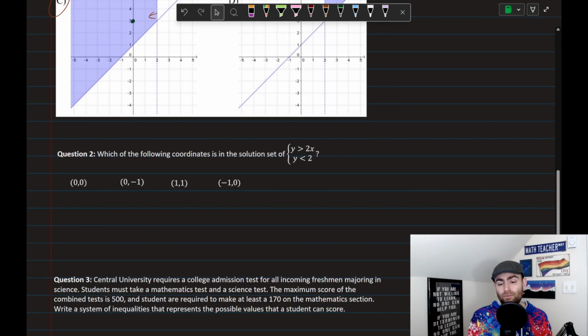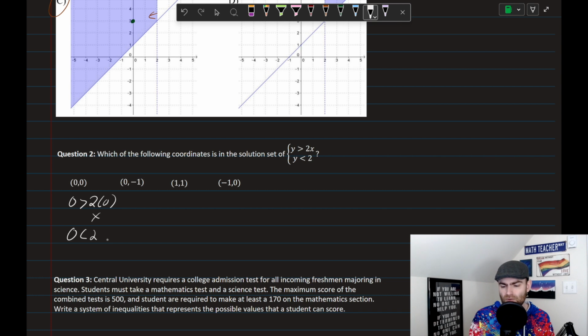Same idea, if we have which of the following coordinates is a solution set to this, we're going to plug in and see if it works. So do keep in mind that both of these are strictly greater than or strictly less than, so no equal to at all. So let's try out 0, 0, because that's always the easiest one to use. Is 0 greater than 2 times 0? That is not a true statement. But is 0 less than 2? That is a true statement.